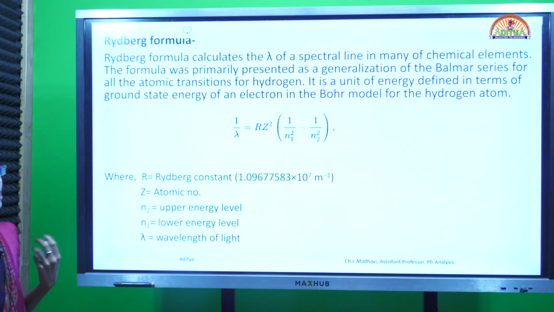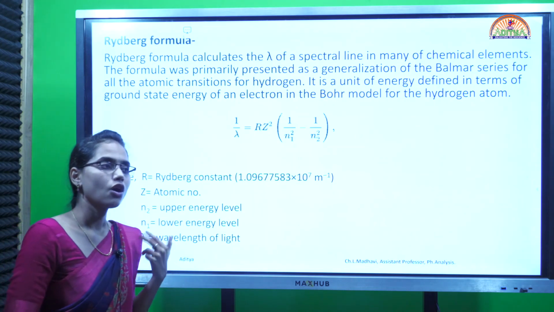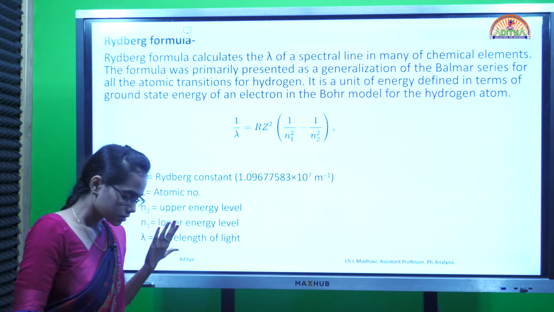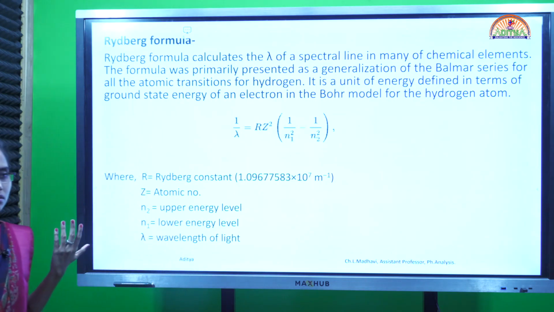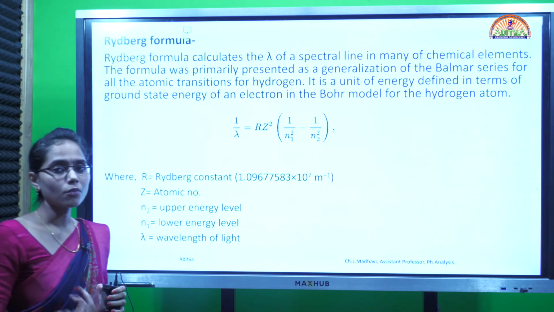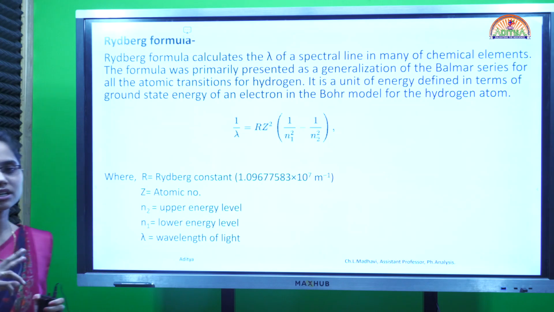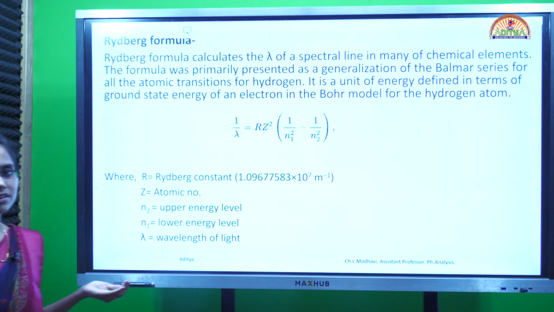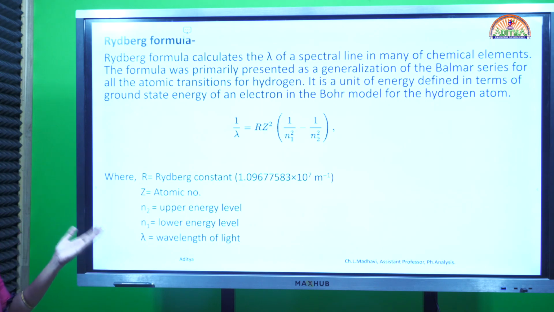Whether it is atomic spectra, absorption spectra, electronic spectra or molecular spectra, it is studied between two different energy levels. So always we have the lower energy and higher energy levels, and the differences between the energy levels are taken.